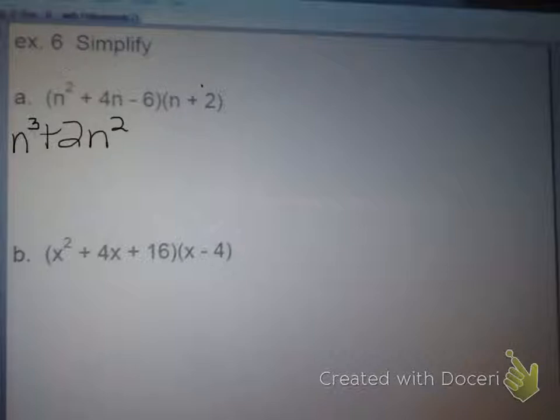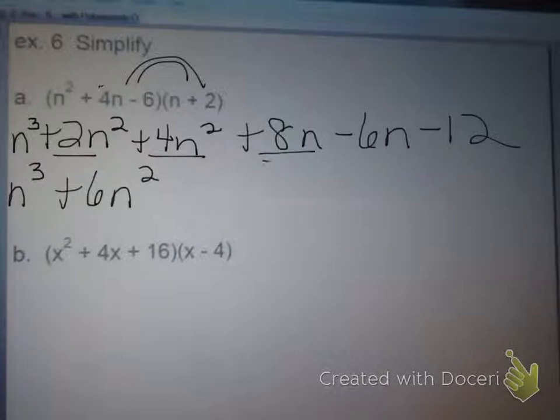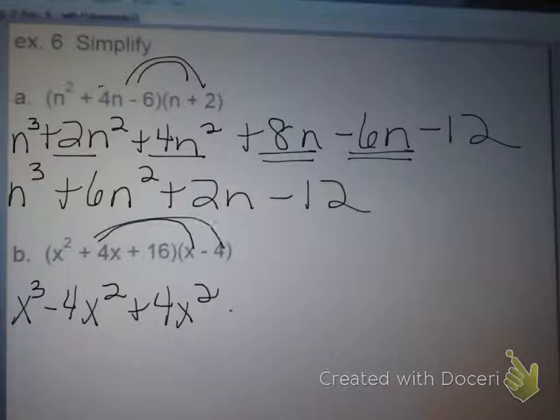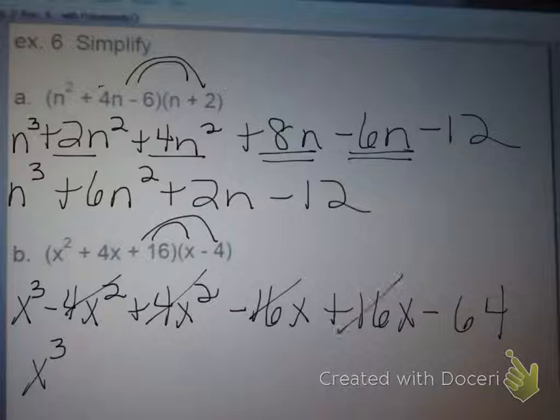In example 6, we have to multiply the n squared times each term in the binomial. Then we multiply 4n times each term. Then we multiply -6 times each term in the binomial. Combine like terms, and always combine them and put them in descending order. Combine like terms.